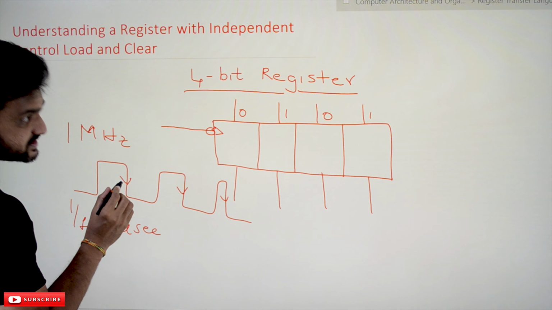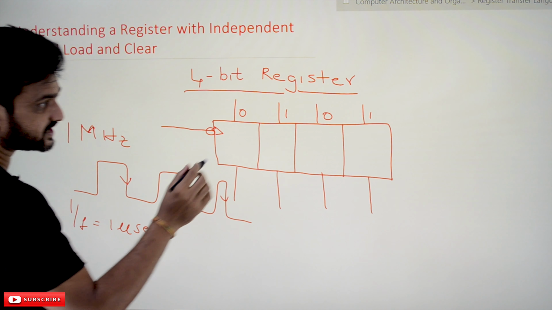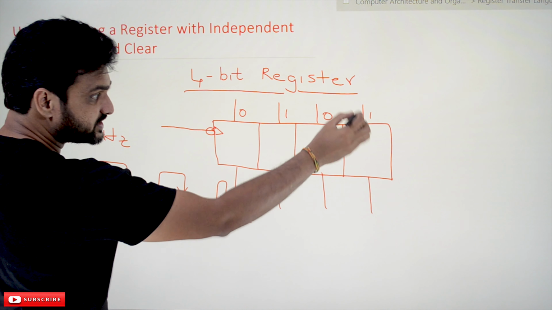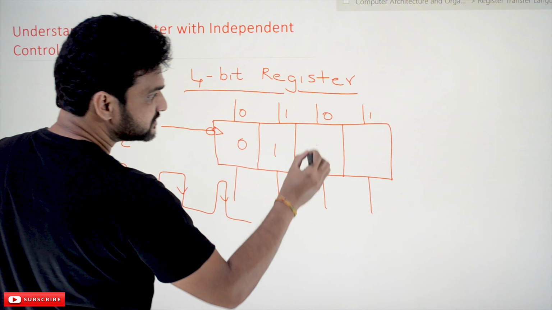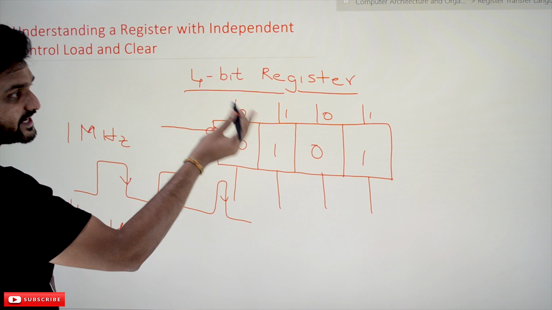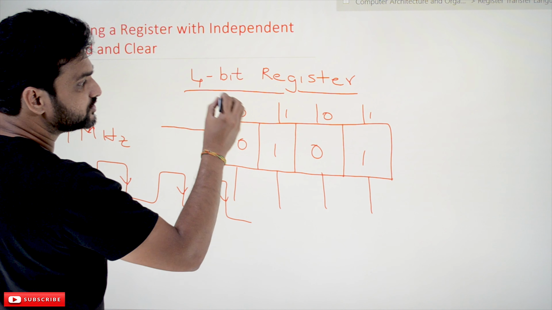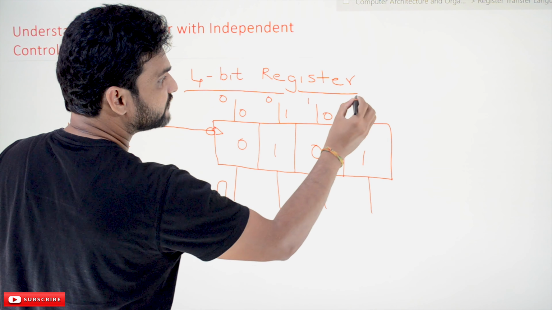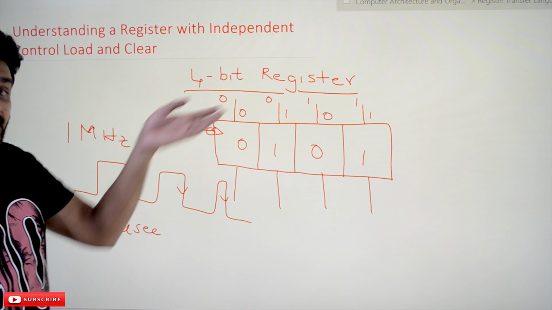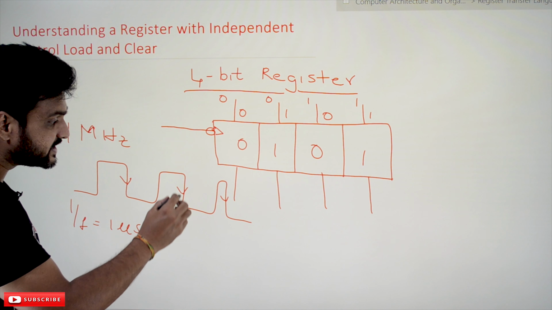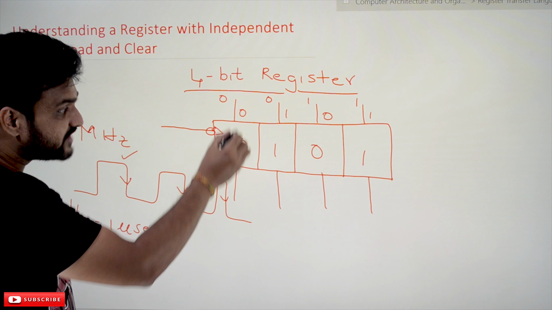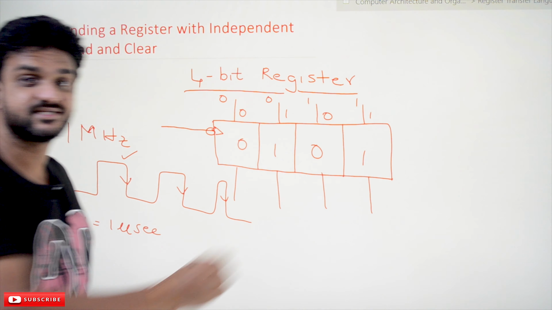In the first clock cycle, what happens is these values will get stored onto this register. It is 0, 1, 0, 1. And after this the next input is waiting here. It is 0, 0, 1, 1. So 0, 0, 1, 1 is the next input which is waiting here until the next negative clock edge is generated. At this clock cycle these values have come into this register.